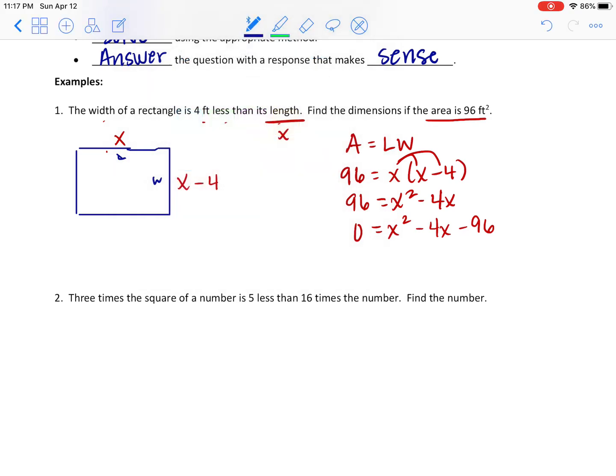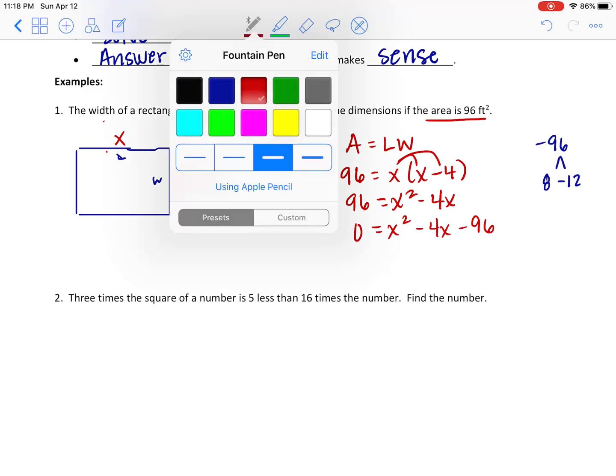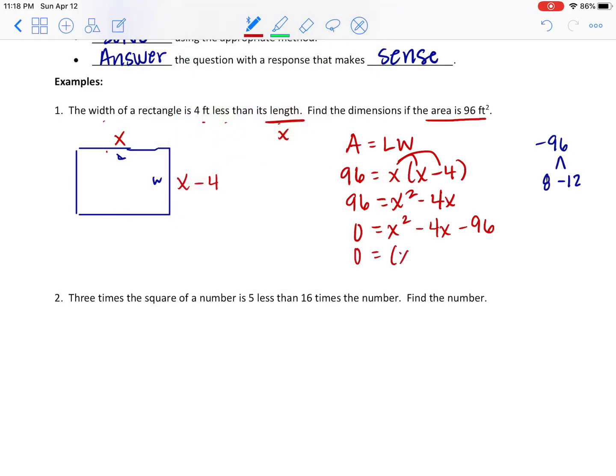I think this one actually factors, which would be good news, right? Are there factors of negative 96 that make negative 4? Let's see, 8 times 12 is 96. Yeah, if we make the 12 negative, this will work. So this is going to factor into x minus 12 and x plus 8, which means that positive 12 is a solution and that negative 8 is a solution.